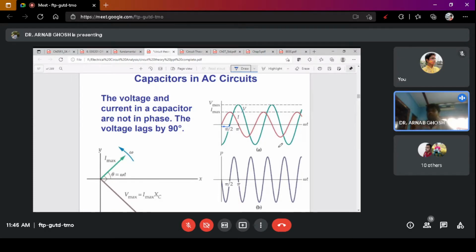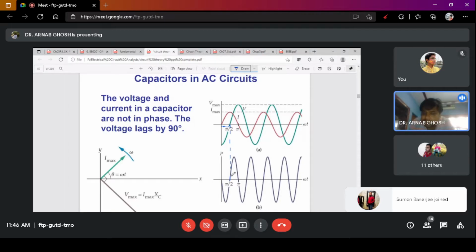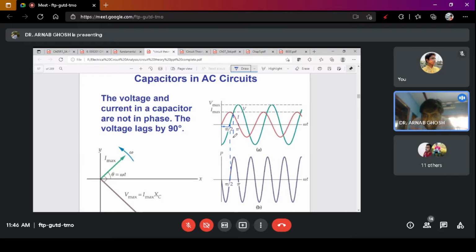So when will you have the maximum power? Just look at the wave, right? When the voltage is equal to 0, then you have a current, but Vmax into Imax will return you as 0. So at pi by 4 or at 3 pi by 4, you are getting the power as the maximum. Please look at this wave.